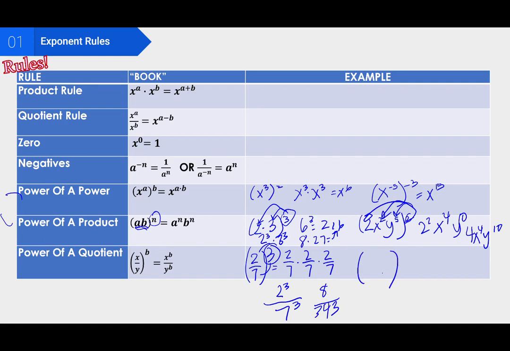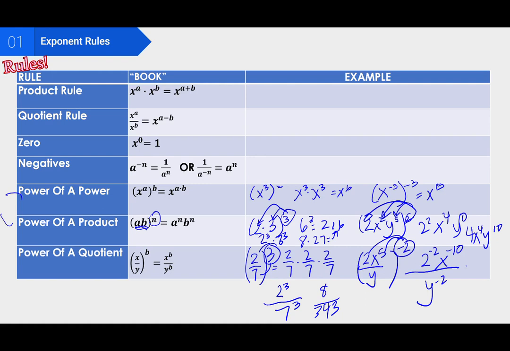But if we have more variables in there, let's try 2x to the 5th over y, everything all to the negative 2. So we're going to distribute that here. That's 2 to the negative 2. X to the 5 times negative 2 is negative 10, over y to the negative 2 is y to the negative 2. Okay.